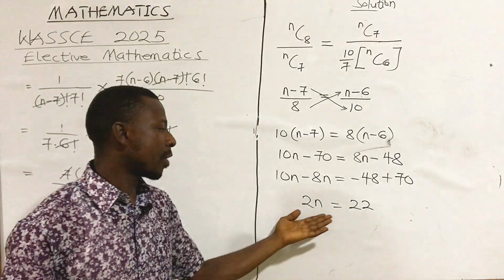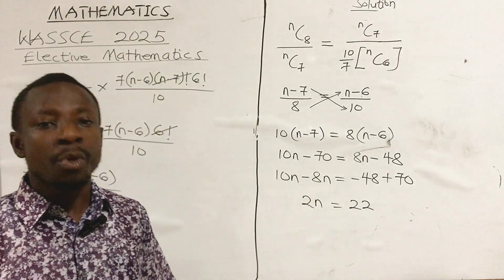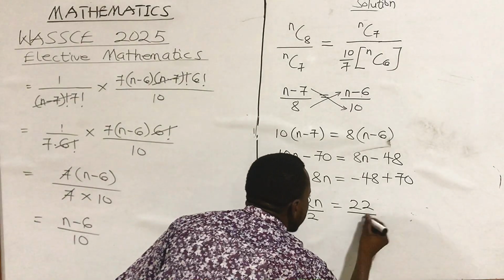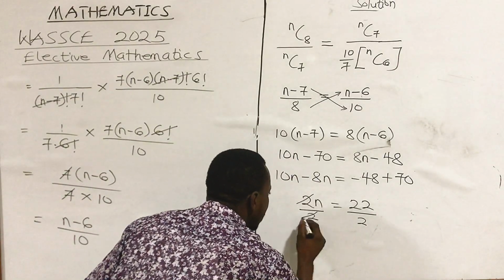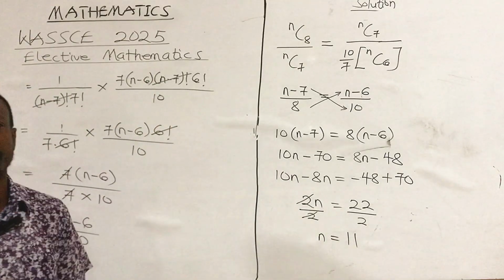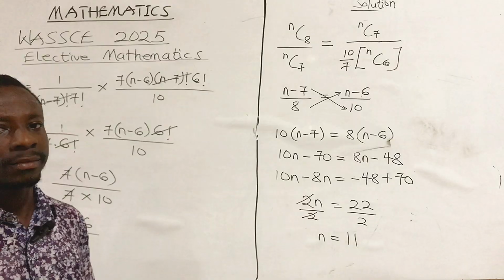So from here, we are going to divide through by the coefficient of n. So this side over 2, this side over 2. This will take off this, and n is equal to 11. So this was the value of n.